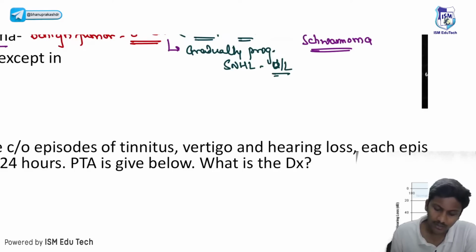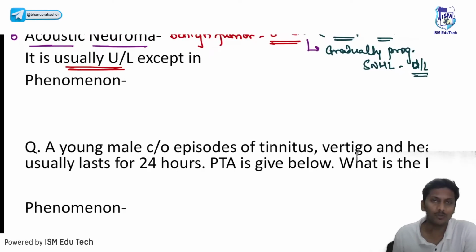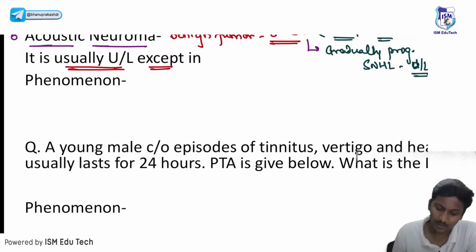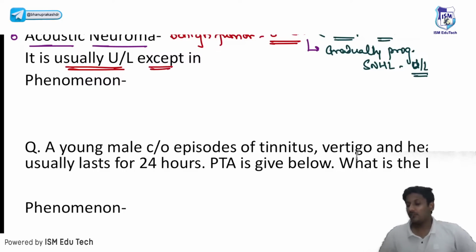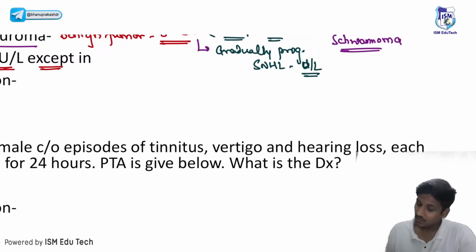Why? Because it is a unilateral tumor except in one condition. And what is that condition? Please remember, acoustic neuroma or vestibular schwannoma is usually unilateral, except in which condition? In which condition is acoustic neuroma or vestibular schwannoma bilateral? Answer me that in the chat box. Okay, so that is important, guys.